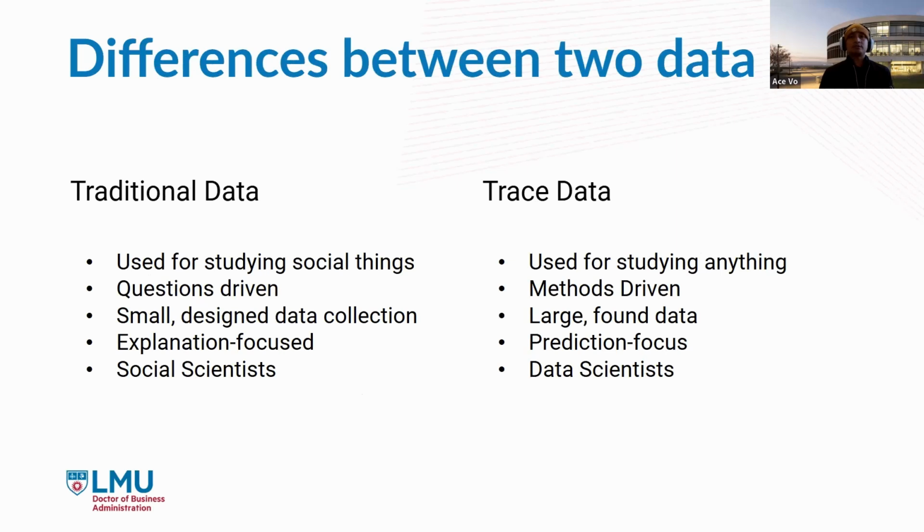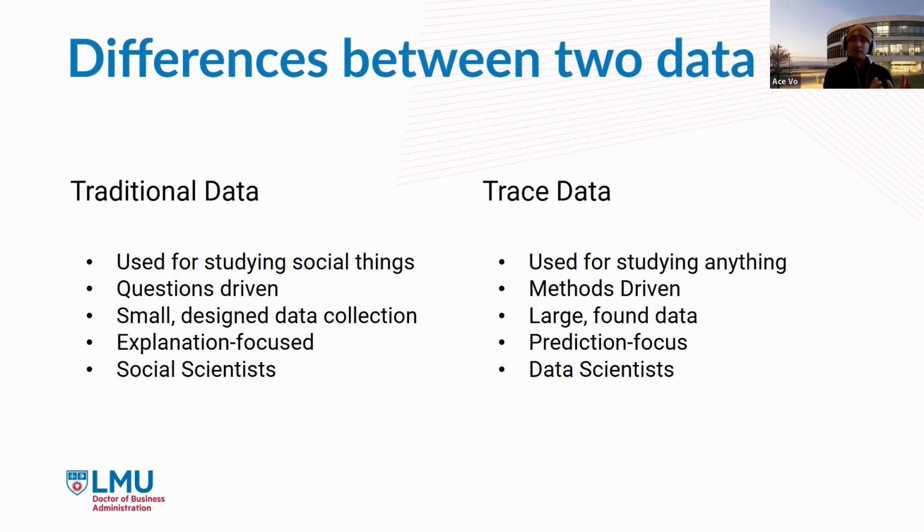So let's take a look at traditional data and trace data. These are different. Traditional data is used to study social things. Trace data can be used to study anything at all. Traditional data is question driven: you have a question, you get the data. Trace data is more method driven: you have the method, and then you try to find the data that you can use with that method. A little bit different, right?